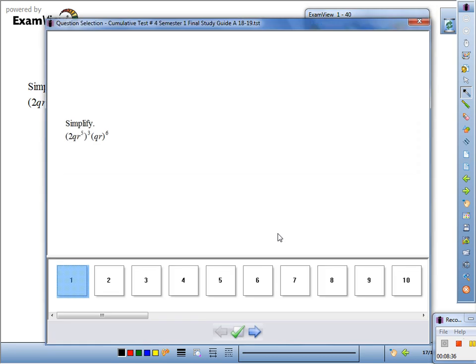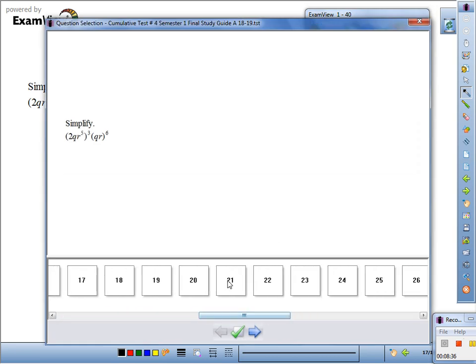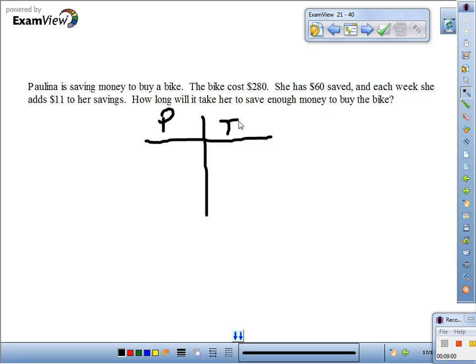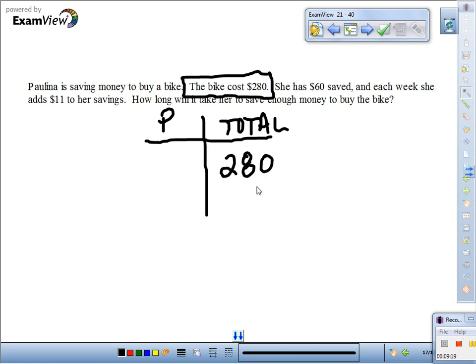Go to number 21. Here we go. It says, Paulina is saving money to buy a bike. How many people are they talking about? 1. So automatically you do 1 line down, 1 across to get organized. We're going to label this one P for Paulina and here for total. Focus, please. So let's figure out what Paulina is going to buy. She's going to buy a bike. And what is the total cost of the bike? $280. So that goes here in the total, $280.